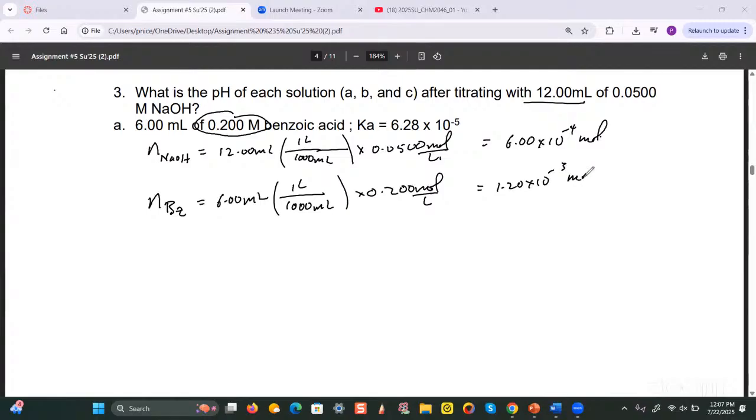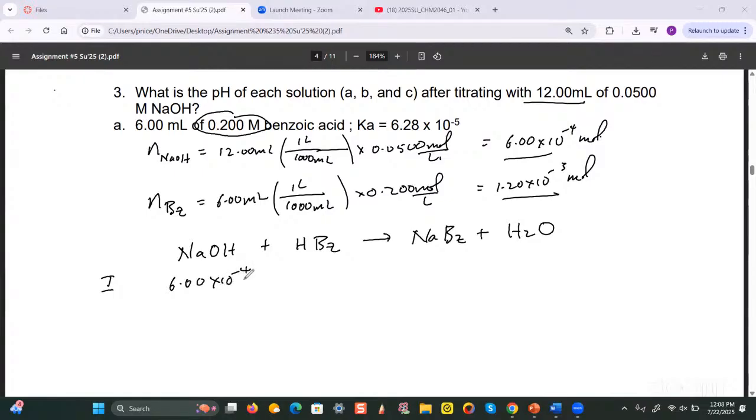Once we do that, the next thing I'm going to do is write down the equation for the reaction between the sodium hydroxide and the benzoic acid. The salt would be sodium benzoate plus H2O. So I'm going to set up a nice table where I write down the initial values of the moles of sodium hydroxide and benzoic acid. For the sodium hydroxide, it's 6.00 times 10 to the minus 4 moles. For the benzoic acid, it's 1.20 times 10 to the minus 3. This will be 0, and we don't need to concern ourselves with the water. So the question now becomes, what's the change? This is an acid-base reaction, so it's going to go to completion. In other words, one of the two reactants will be a limiting reactant, and we can easily tell which one.